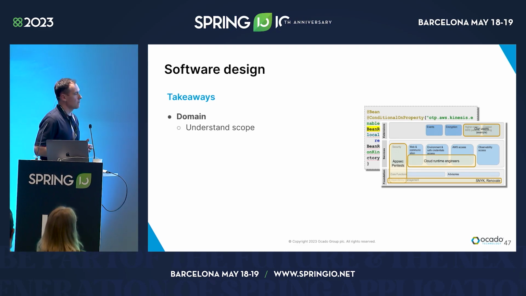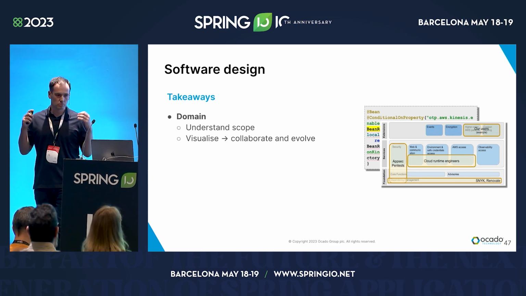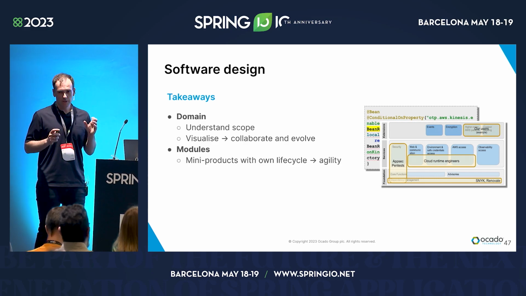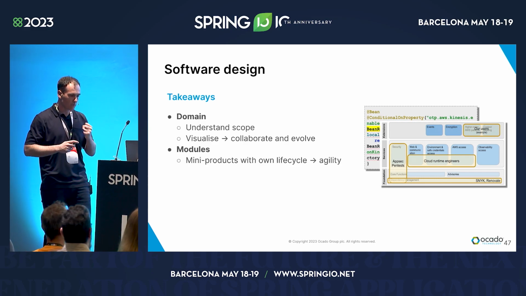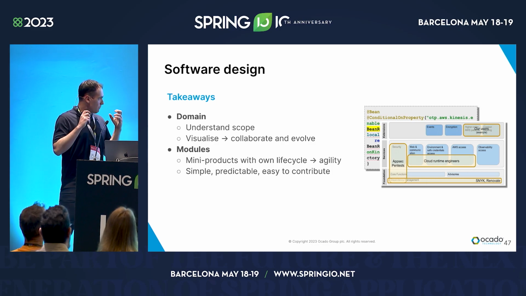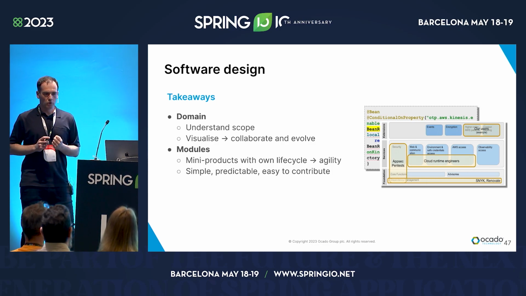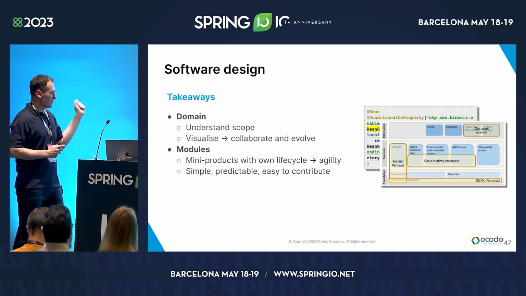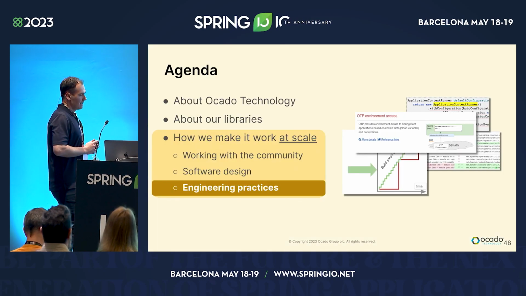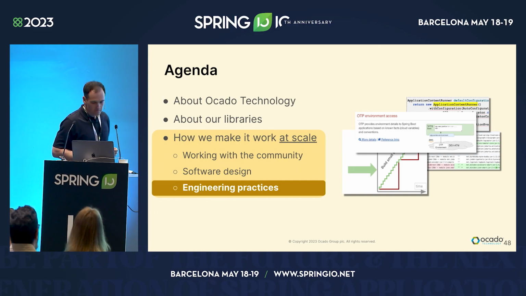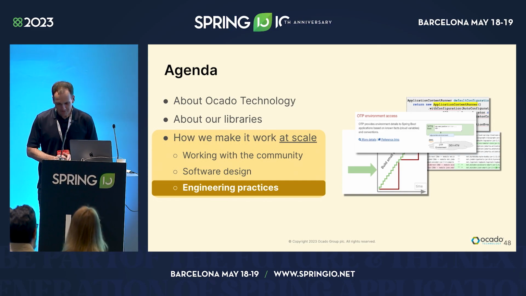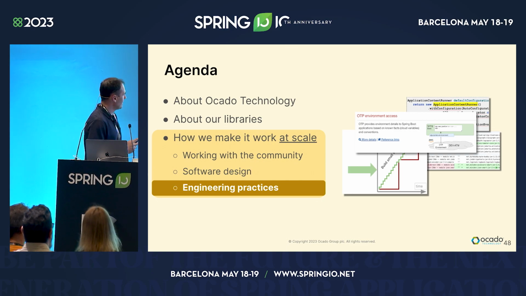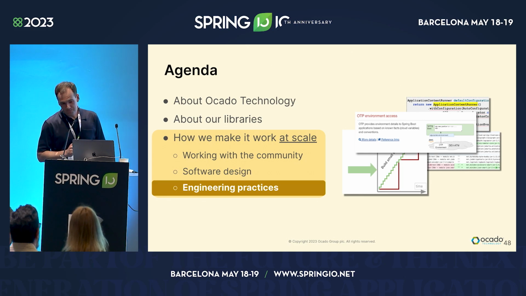So in the domain, we try to understand scope and visualize it to make collaboration and evolution easier. When it comes to the modules, we create mini products with their own life cycles, which increases agility. We make them simple, predictable, easy to contribute to, and configurable. So that's the balance from the mixer. And now we move on to the last section, 9 minutes. We're really grateful that you stayed with us. We know it's the end of the day. You must be very tired, but I hope it will be at least a bit interesting.